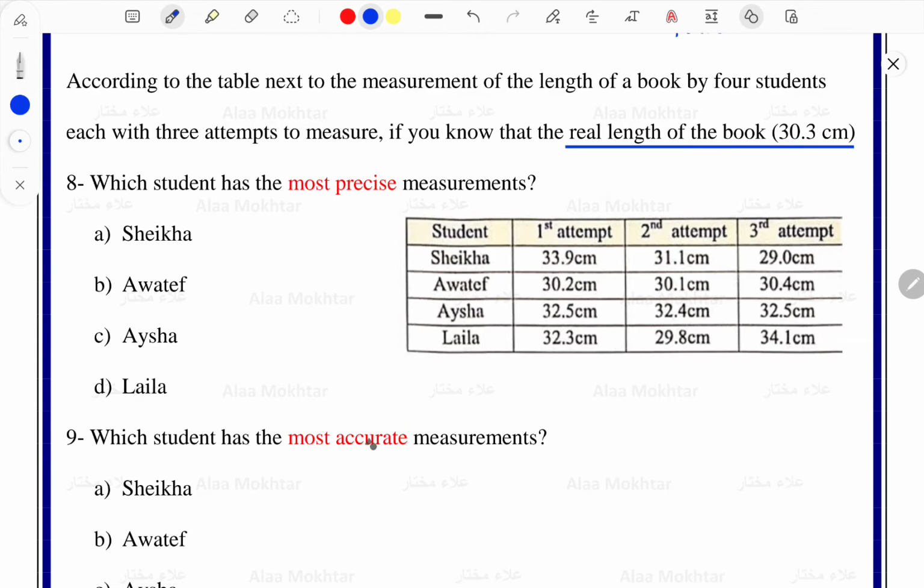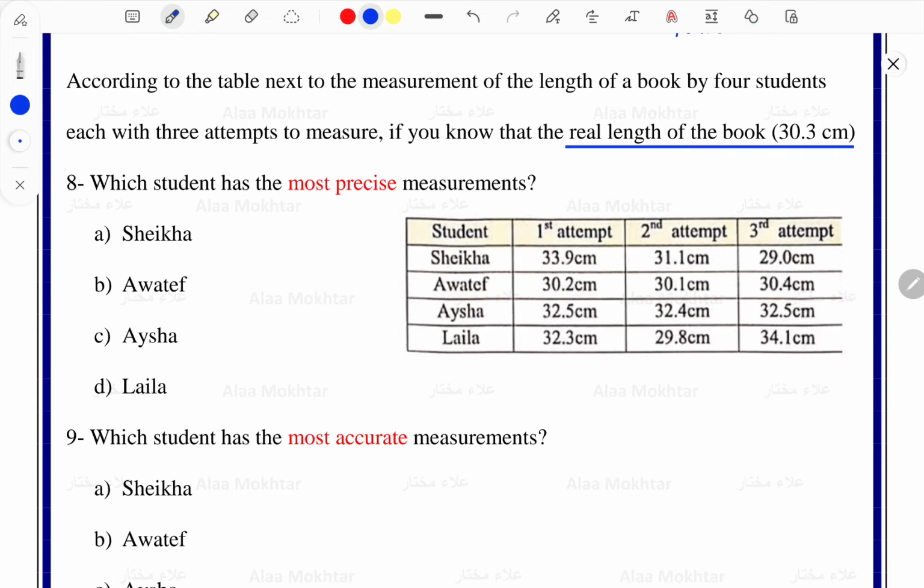If a student measures the length of the book and gets 30.3 centimeter, it will be the most accurate. Okay, and what about more or most precise? Most precise means the measurements are near to each other, very close to each other.